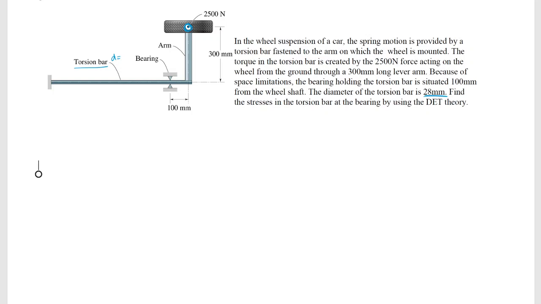So I'm looking at the stresses here, and that's kind of the same thing we just did. My torsion stress, which is Tc over J, which is 16T over pi d cubed, is due to the torsion of this cylinder from here to here. Okay, what is that torque? 300 times 2500. I'm going to do it in meters, so 0.3 is that 300. Okay, and the diameter is 0.028 cubed.